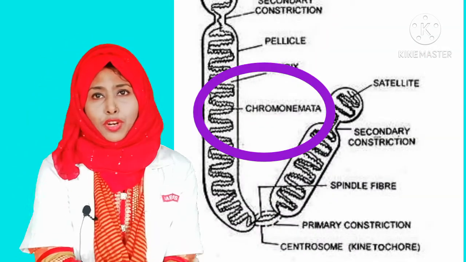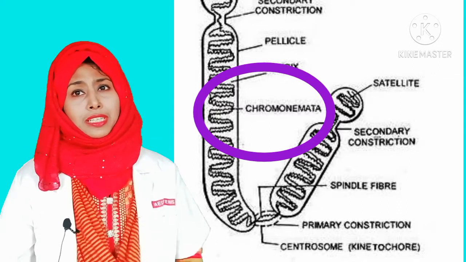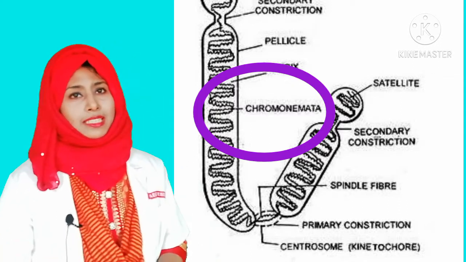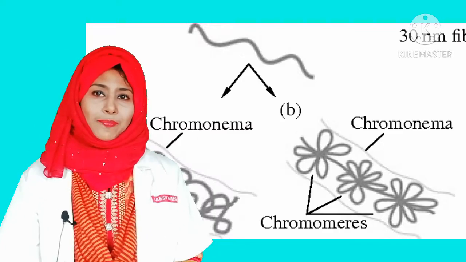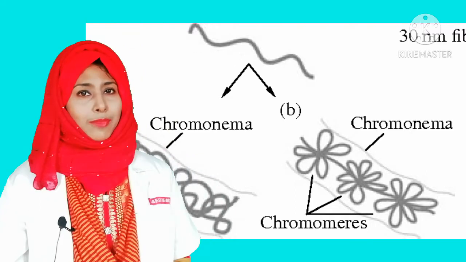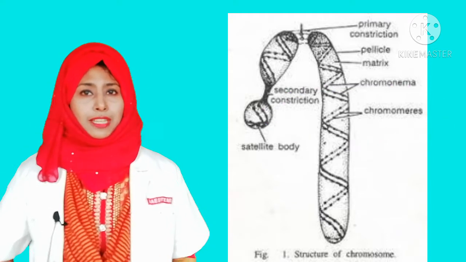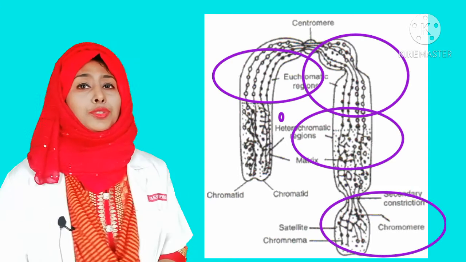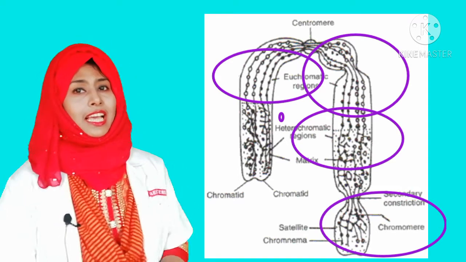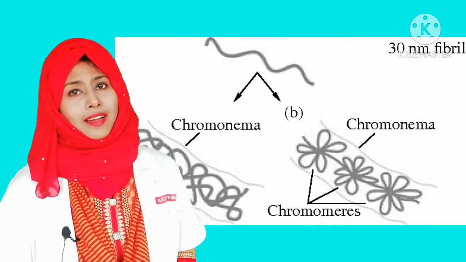Number 2, chromonema. The fibrillar structure longitudinally present within the chromatid is known as the chromatid fiber or chromonema. It consists of a DNA molecule. Number 3, chromomere. In the leptotene substage of meiosis, some beaded structures appear to be arranged linearly along the chromosome, which are called chromomeres.